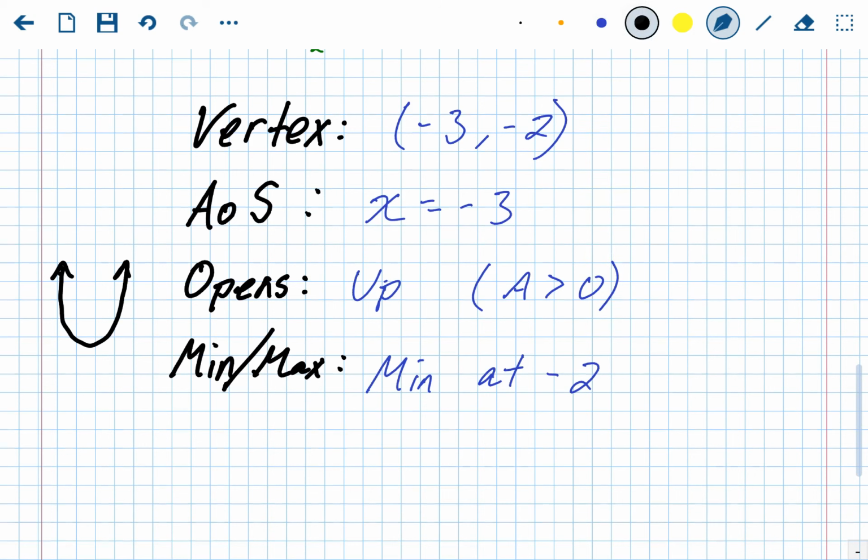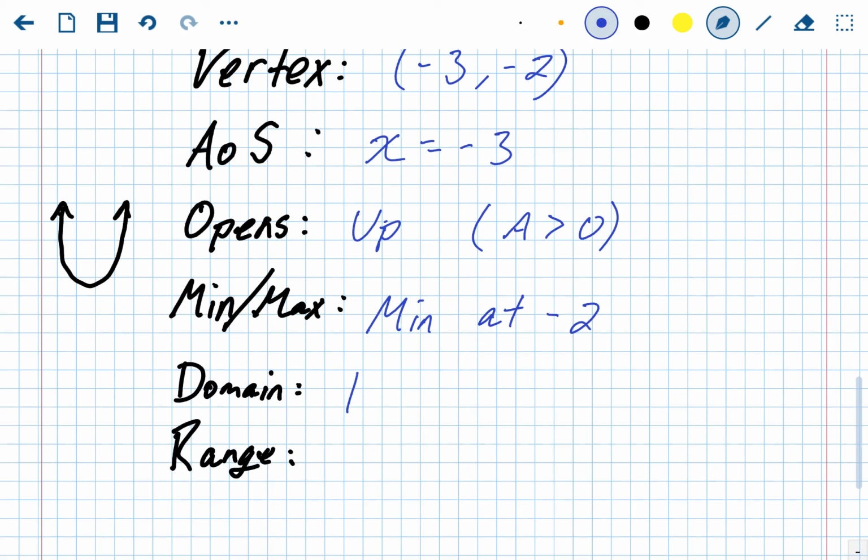What else can we say? We could do the domain and range. Remember, the domain for all these quadratics, unless it's a word problem, is always going to be all real numbers. So you type fancy R, or I know in the Google Forms, you could just type in all real numbers. You go negative infinity to infinity, however you want to write it.